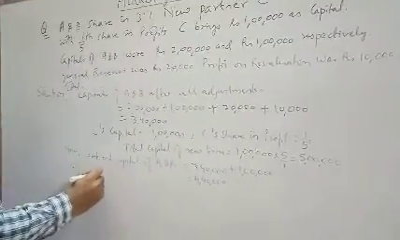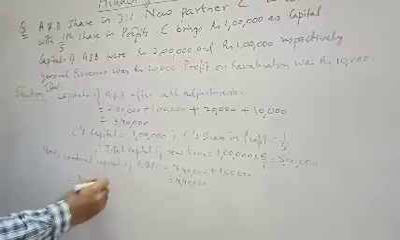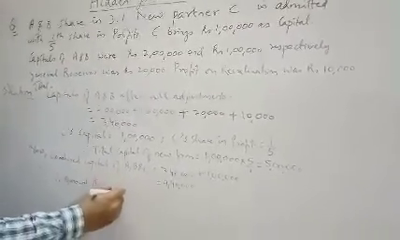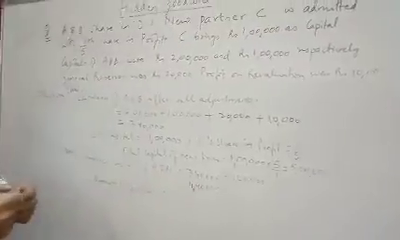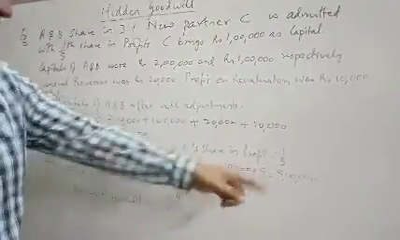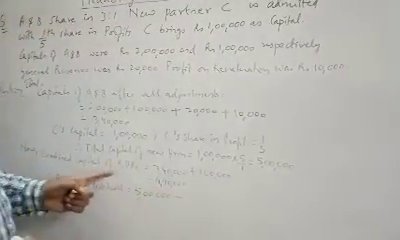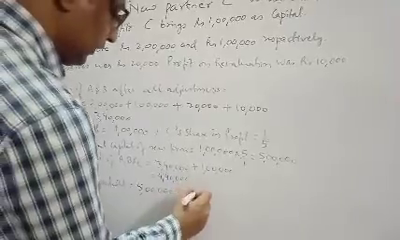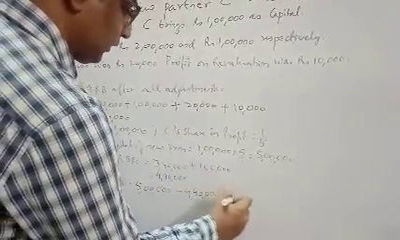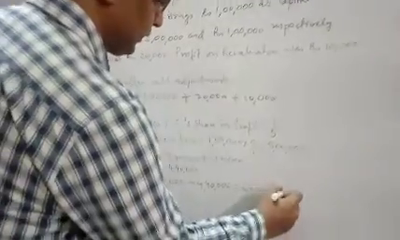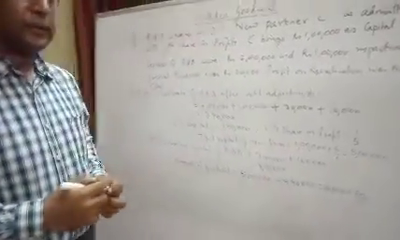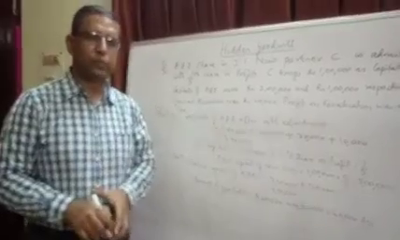Now the amount of goodwill will be total capital of new firm, that is 5 lakh, minus combined capital of A, B and C, that is 4,40,000, which is equal to 60,000. This is the answer. This is the amount of hidden goodwill that we have calculated. Now we will take another illustration also.